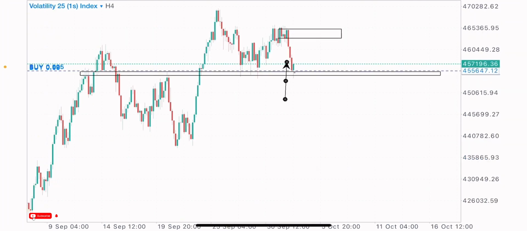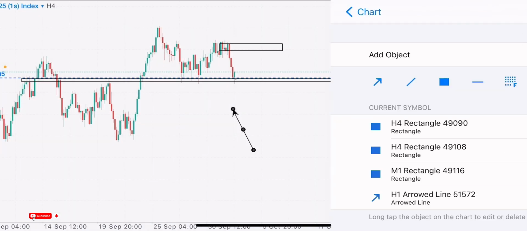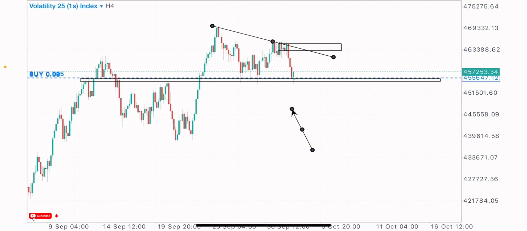I went to the 4 hour time frame and noticed that we had a bearish order block at this zone, right? We are likely to get a reversal on this index. We are likely to get long-term sells in the coming days and weeks on the 25 (1s) index. So I saw a nice formation on the 4 hour time frame, a bearish order block at this zone, adding to this trend resistance. Basically, we had this trend resistance.